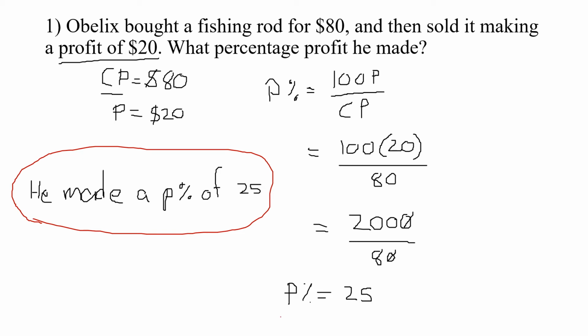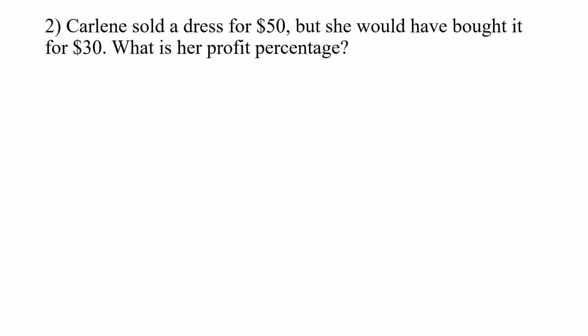Your answer does not end here. By just simply showing me that P percentage is equal to 25 does not answer this here for me. This just tells me that you show how to work it out. But by answering the question, you have to state it. He made a profit percent of 25. And this crowns the matter here. Very important. Take note of that. Sometimes the question is not over when we finish our arithmetic. Let's go. Moving on. Question number 2.